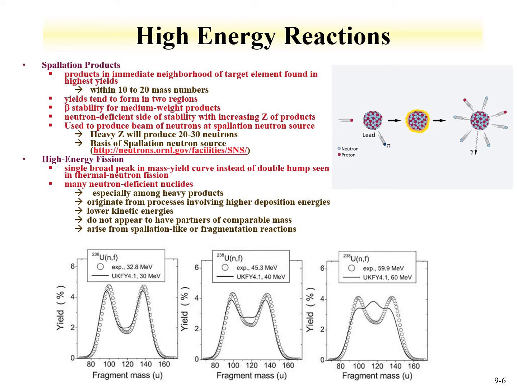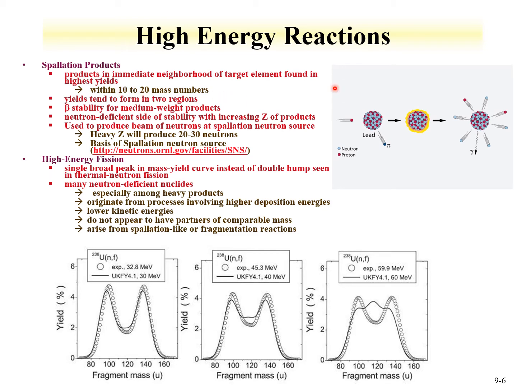If the energy of a light particle is increased, the reactions can change. An example of this is for high energy protons, and you can get something called spallation. Spallation is when you use a high energy light particle such as a proton, and you get a number of products that are formed within the immediate neighborhood of the target, let's say between 10 and 20 mass numbers.